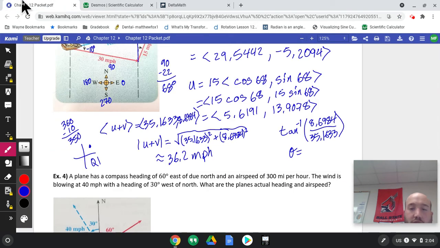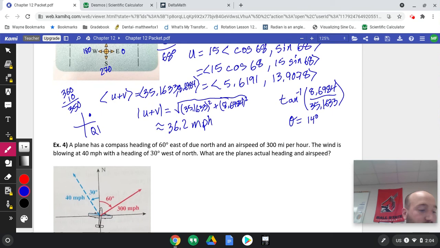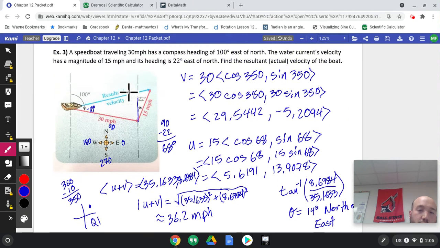Now be careful. This 14 degrees would be 14 degrees north of east. We need to describe 14 degrees compared to what? So north of east. In the real world, they don't always go based on the unit circle. So 14 degrees north of east maybe doesn't make as much sense. On this one, they were telling us based on east of north.